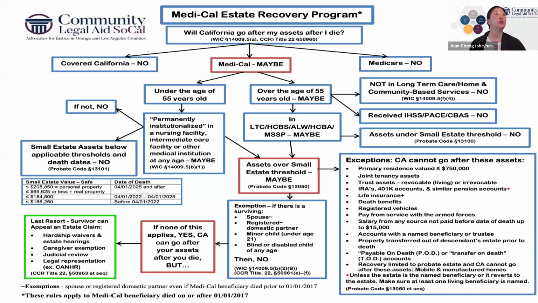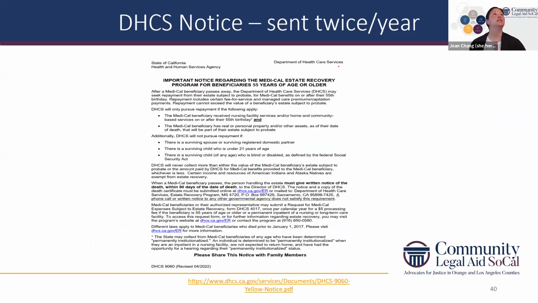Okay, so we went through this flow chart. We got to the last box with the last resort of filing an appeal. Keep in mind, this is the notice that you get. It used to be a yellow notice. I don't think they send it in yellow anymore, but it used to be. You get this twice a year. If you are an active Medi-Cal beneficiary right now, you typically will get this in the mail twice a year.